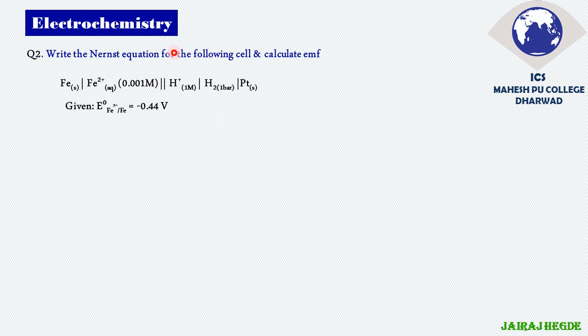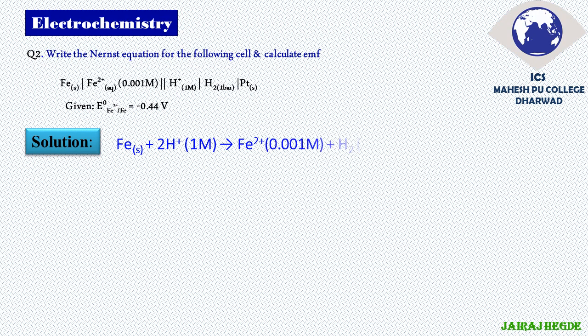H plus to H2 stands for the standard hydrogen electrode, and here they have given 10 per minus 3 molar, and they have also given the E naught of Fe2 plus bar Fe. So if we want to calculate the cell potential, we should have to calculate E naught cell first. That is a point to be remembered. So this is what the reaction is.